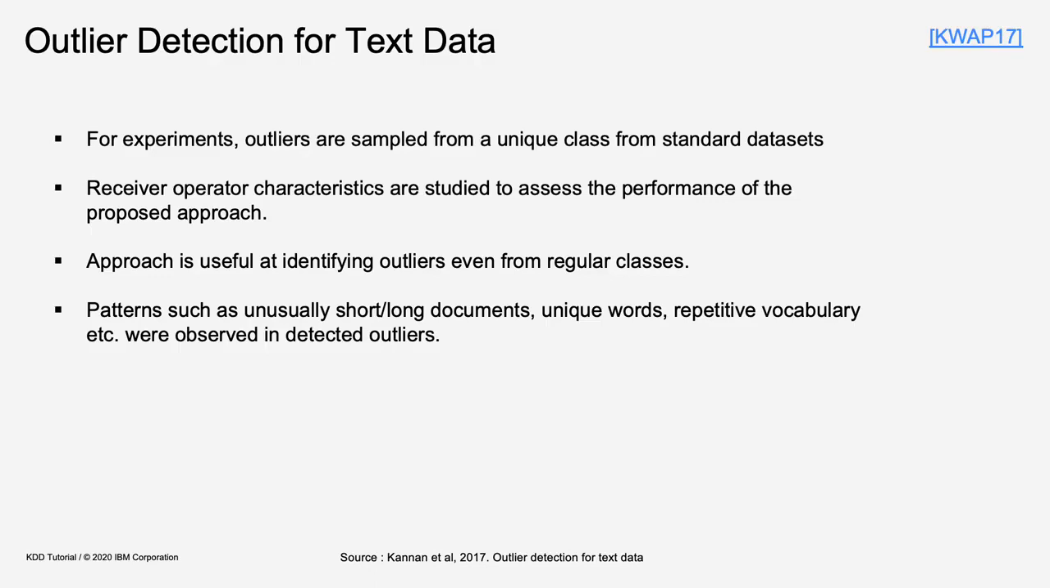Patterns such as unusually short or long documents, unique words, vocabulary repetition, etc. are observed in detected outliers. Thus, this paper covers an outlier detection framework for text documents that captures the underlying semantic topics in the corpus and accordingly identifies the outliers.